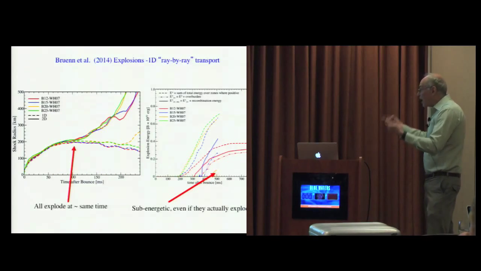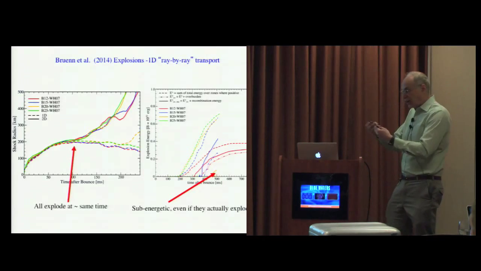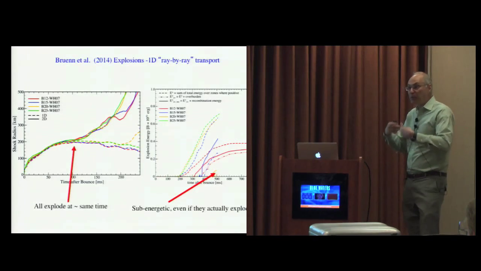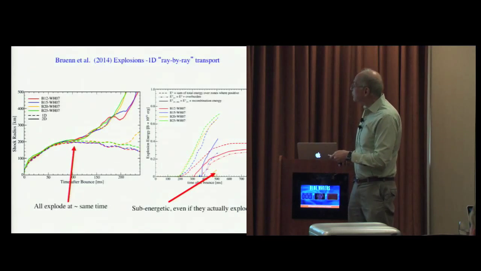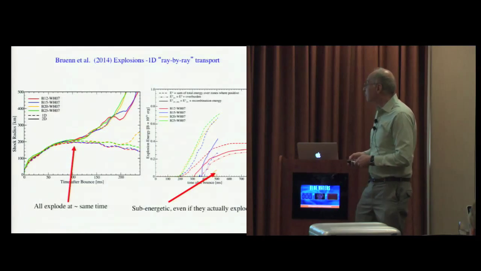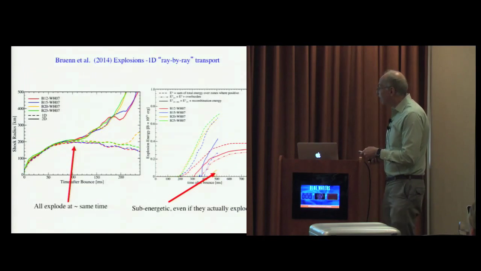Okay. One of the complications, though, is that there are a variety of groups around the world trying very hard to simulate these phenomena that are coming up with results that are not mutually consistent. This is one group that is getting explosions, but they're all exploding at around 100 or so milliseconds, depending on the dimension. This is 1D and this is 2D.